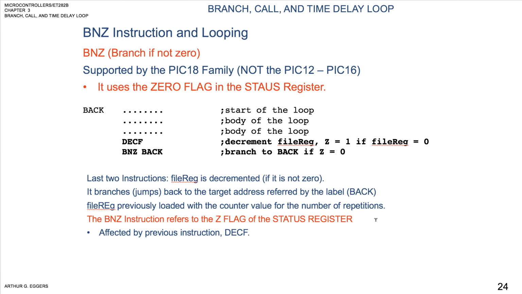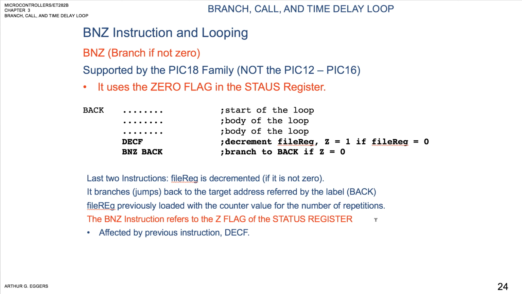In this case, Z equal to 1 if the file register is 0. The next instruction, branch if not 0, back, gives the instruction to go back to the start and branch to back unless we have Z equal to 1. So in the last two instructions, the file register is decremented, and if it's not 0, it branches or jumps back to the target address referred to by the label.